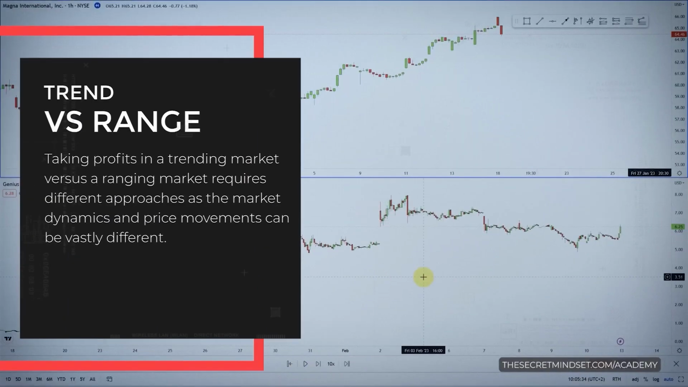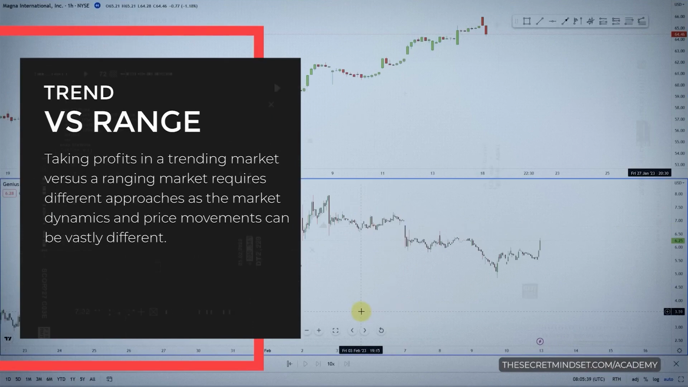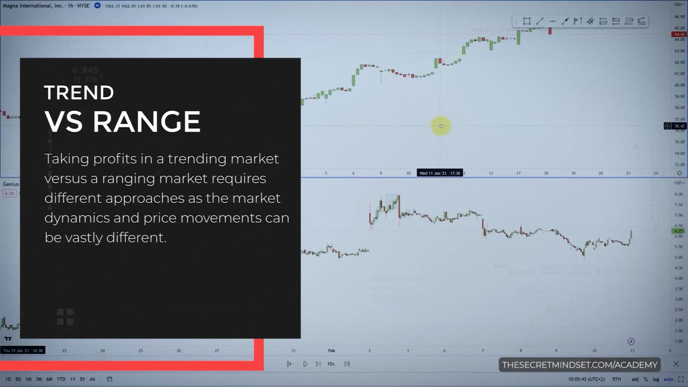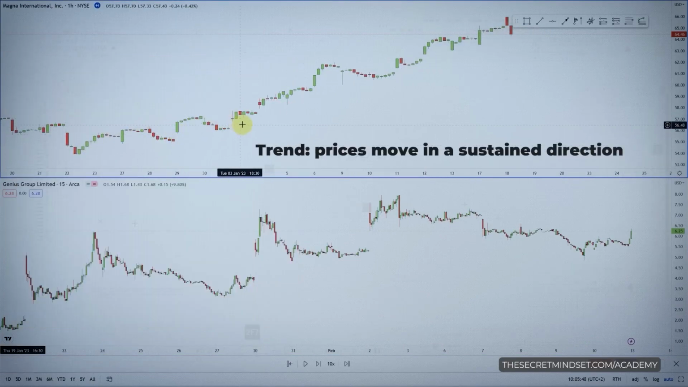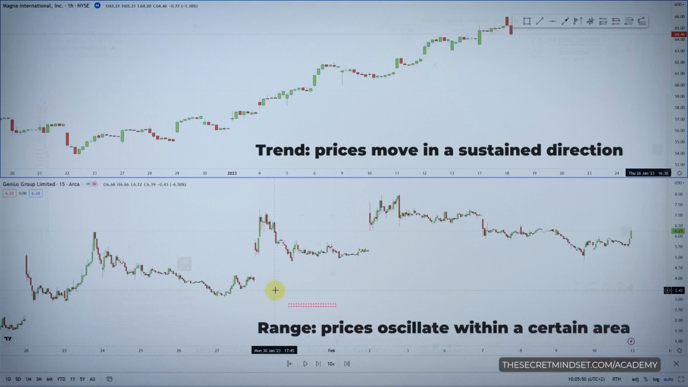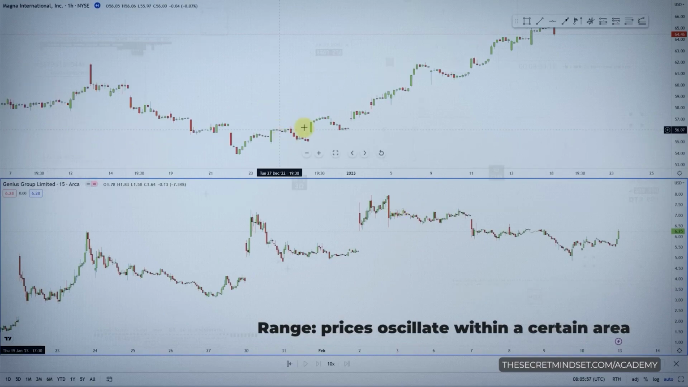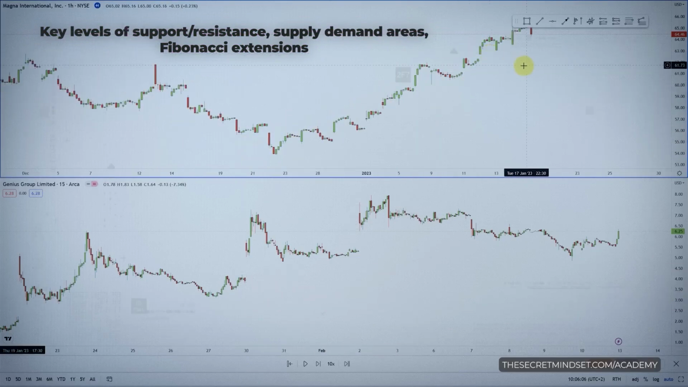Taking profits in a trending market versus a ranging market requires different approaches, as the market dynamics and price movements can be vastly different. In a trending market, price moves in a sustained direction, whereas in a ranging market, prices oscillate within a certain range. In a trending market, you can look to take profits at key levels of resistance, or at Fibonacci extension levels, where the trend appears to decrease.